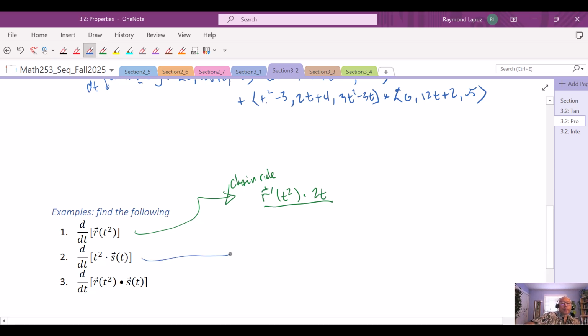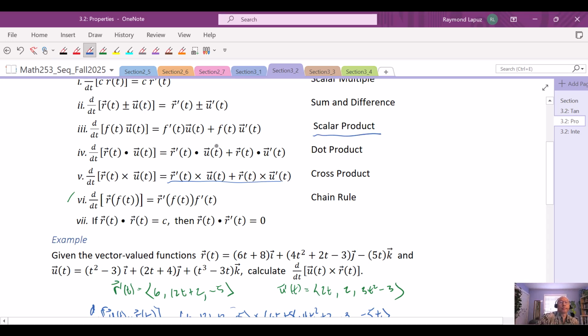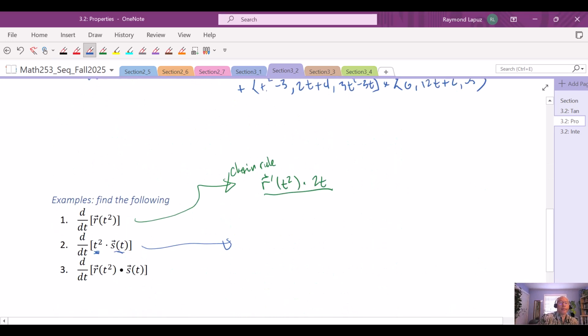The second one is not a dot product. This is a scalar function, and this is a vector function. So we have a scalar times a vector, and that's going to be the scalar product rule. So let's do that. The derivative of the first is a scalar function, 2t, times the second. We don't know what s of t is, so I'll just keep that as s of t. And then plus the first, that's t squared, times the derivative of s of t. And this is a vector. Okay, that's our second one.